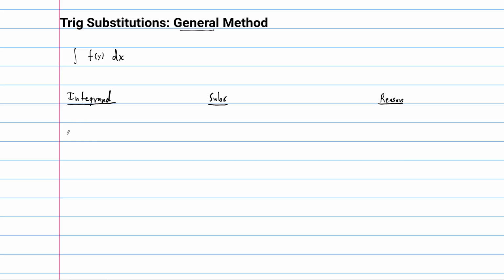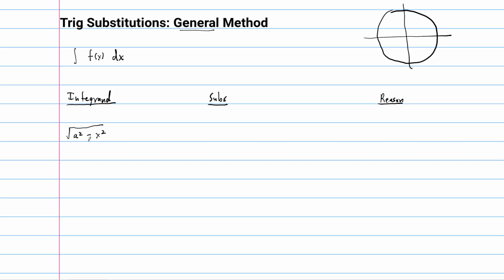And the first one is going to be the following. Our integrand could contain a term that looks like a squared minus x squared. In this scenario, the a is always going to be a number. And then for the substitution that we should make, up here I'm going to draw a unit circle so that we can refer to it as needed.